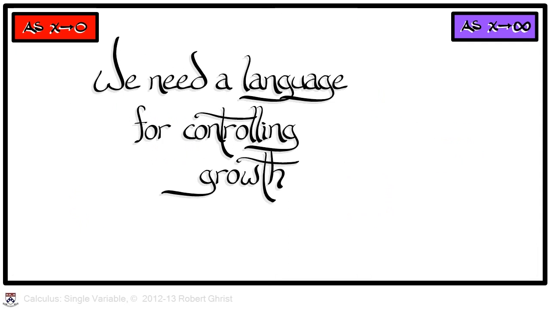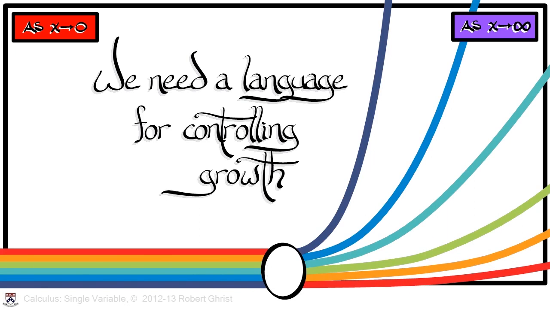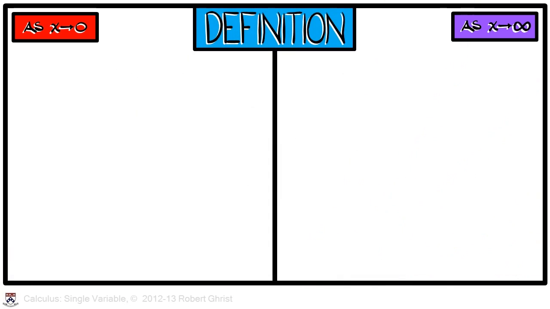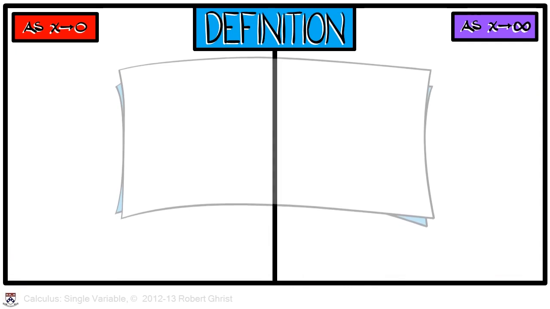What we really need is a good language for controlling and describing this sort of growth. This is going to be called big O, and it has two forms. One as x goes to infinity, the other as x is going to 0. This is an extremely important and subtle definition. You're going to want to pay attention to this.